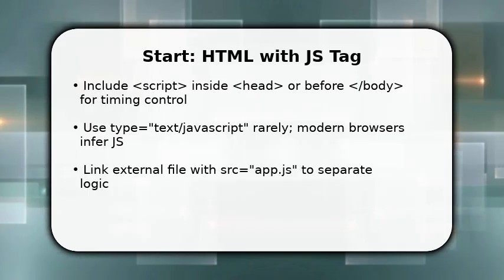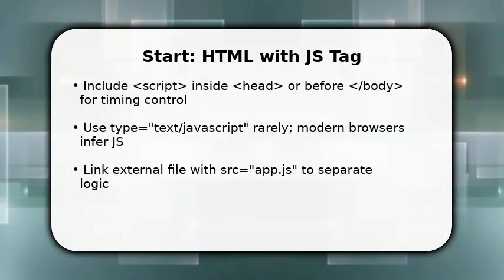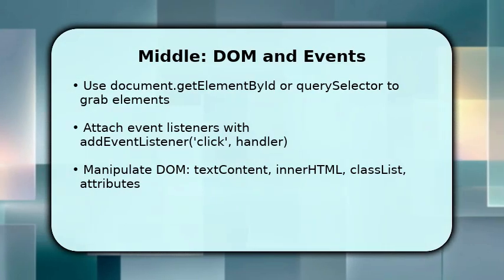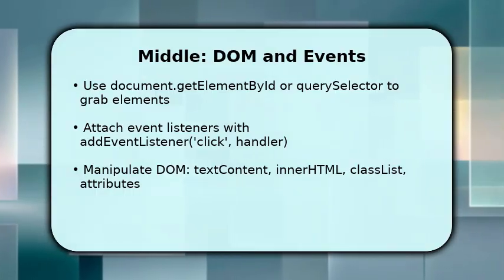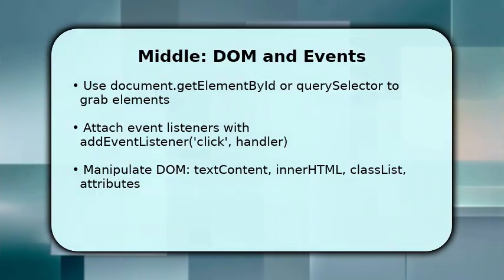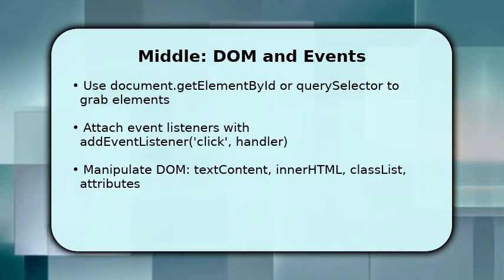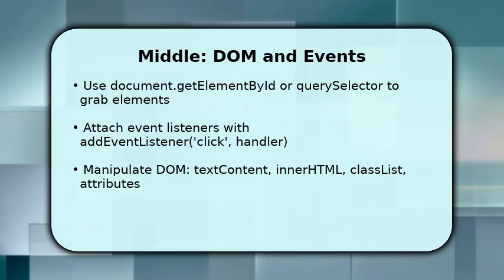You now wire interactivity by selecting elements and adding events. First, grab nodes with document.getElementById or document.querySelector, choose the most specific selector you need. Then attach behavior with addEventListener. This separates structure from logic and avoids inline handlers.